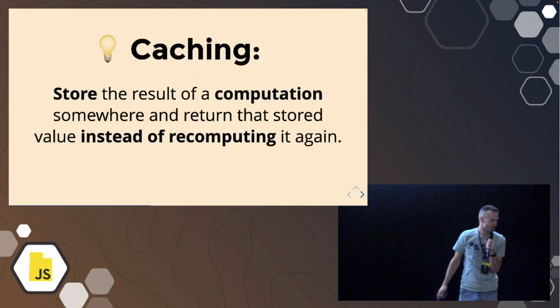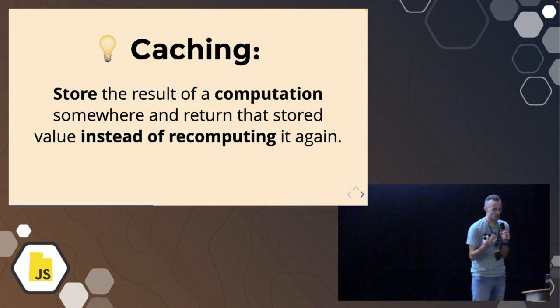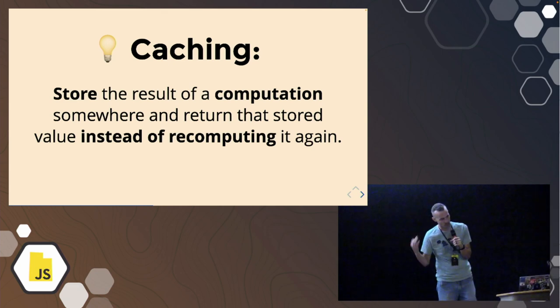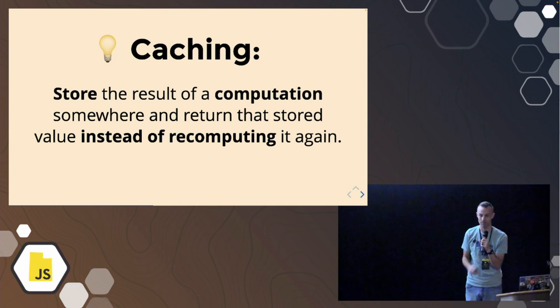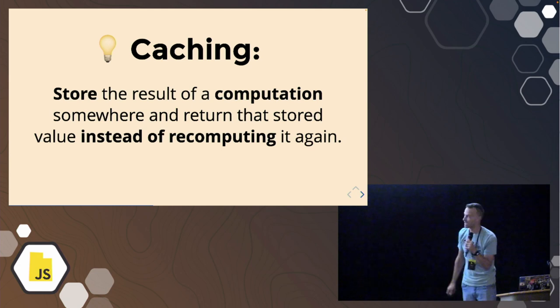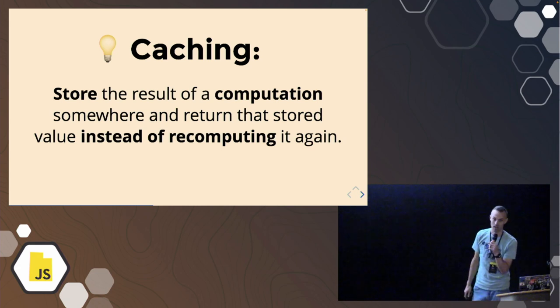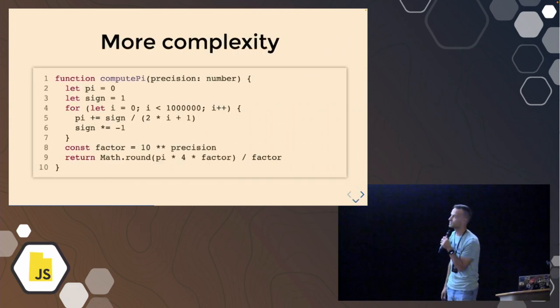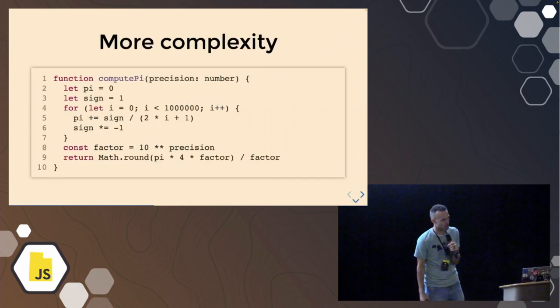Ta-da! So caching is you store the result of a computation somewhere and return that stored value instead of recomputing it again. That's the entire principle of caching. Sadly, it is way more complicated than that, but this is the core principle of caching that we have to consider. Let's make it a little bit more complicated.